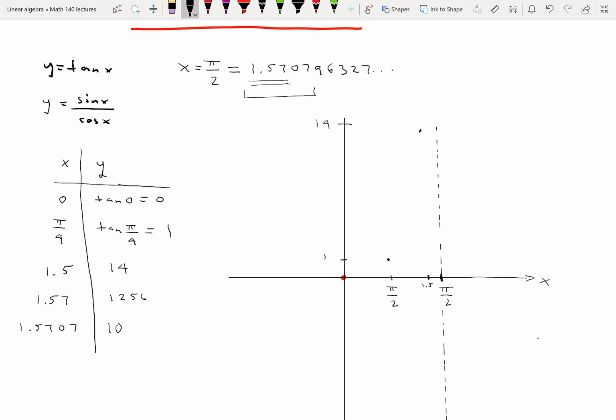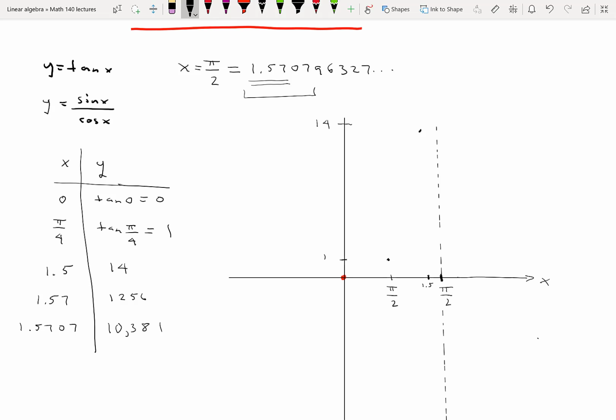The y value is now about 10,381. Okay, so the y value is increased by not quite 10 times the previous y value, but by quite a lot. And this behavior just keeps going.